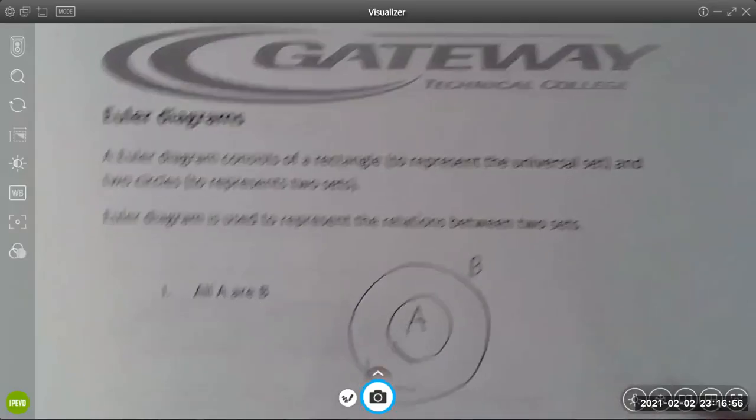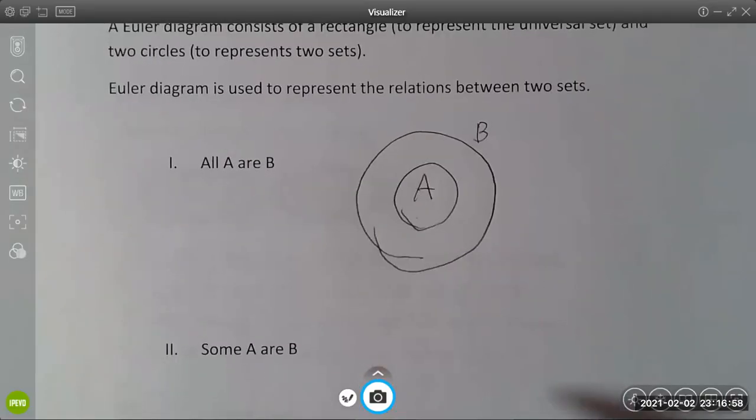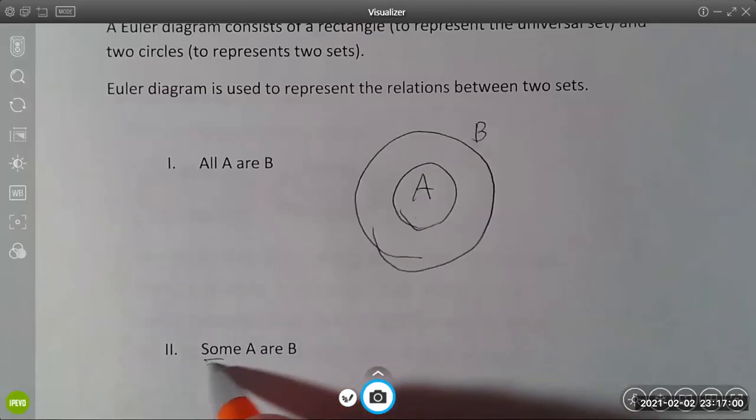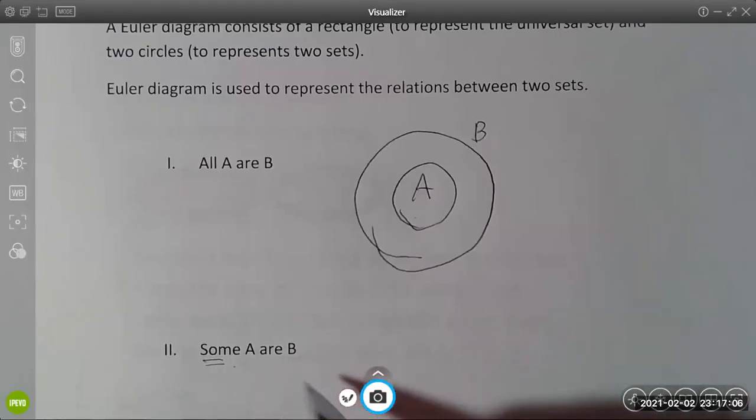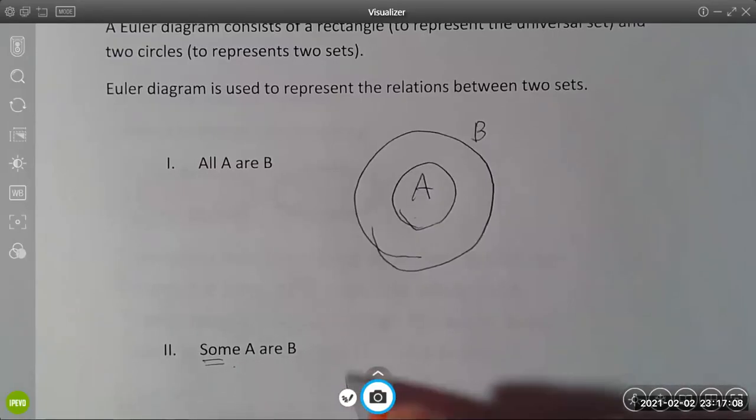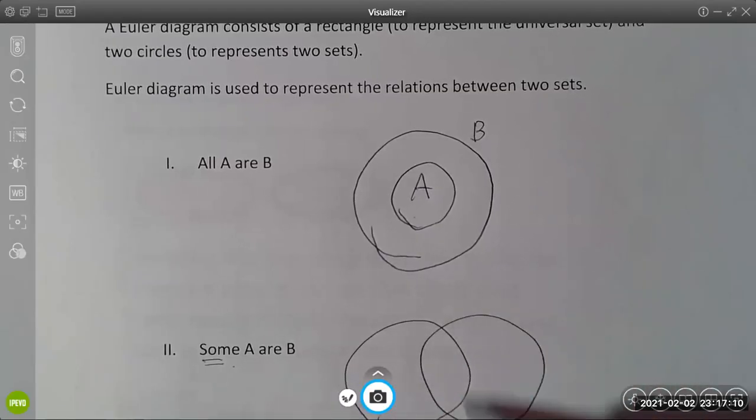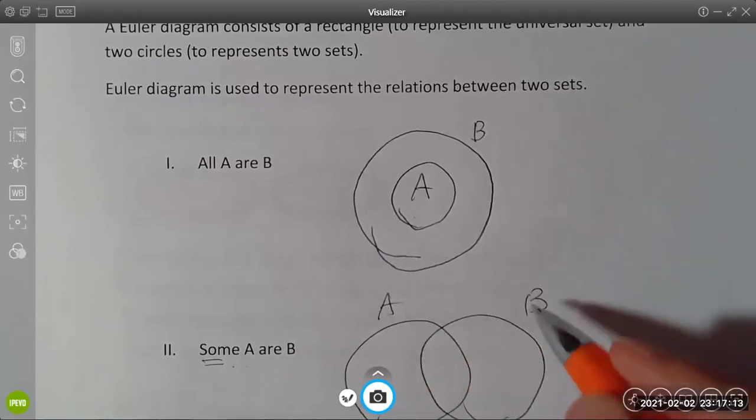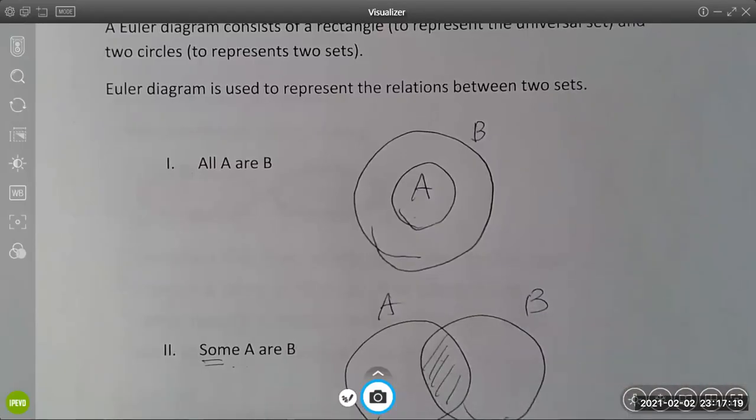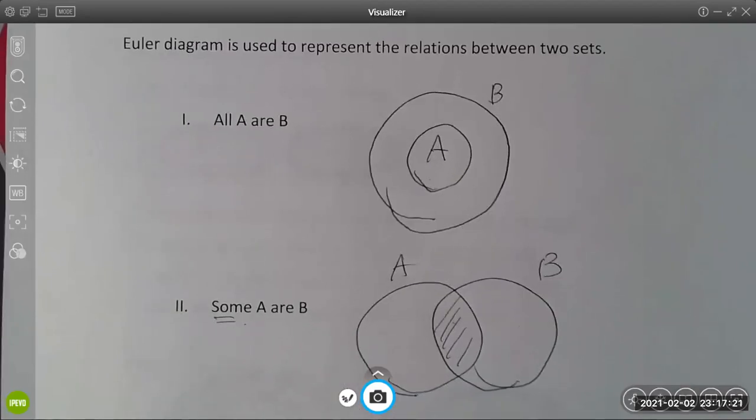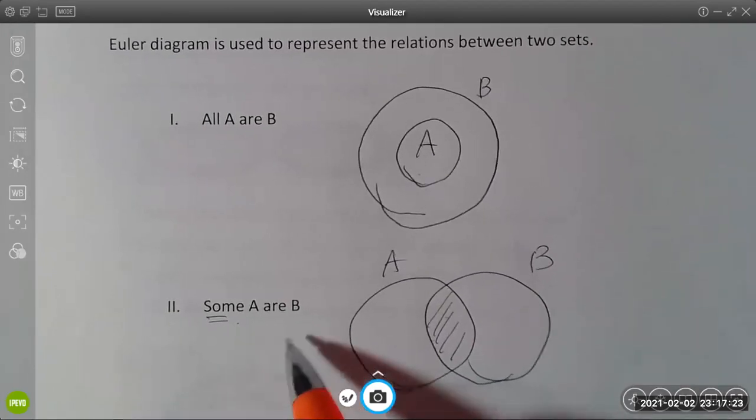The second relation between set A and set B: some A are B. Whenever you see "some," it represents an overlap region. So that means the two circles overlap partially. So if this is A, this is B, they refer to this part. Some of A are in B, some A are B. So that's the second representation, the relation between these two sets.